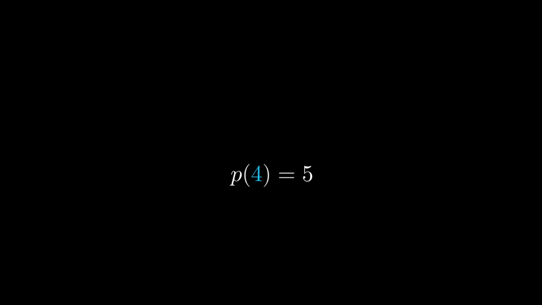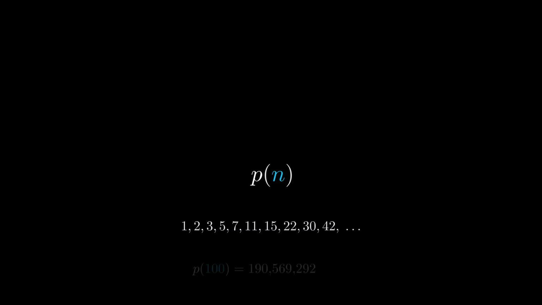That count has a name. P of n, the partition function. So P of 4 equals 5. Note the partitions of 1, 2, 3, and on, and you get this innocent-looking sequence. But it doesn't stay innocent.